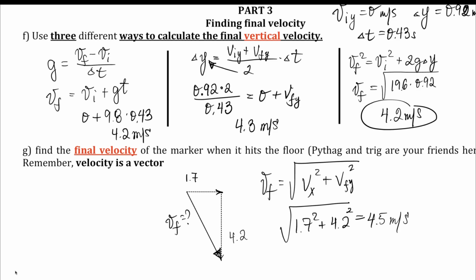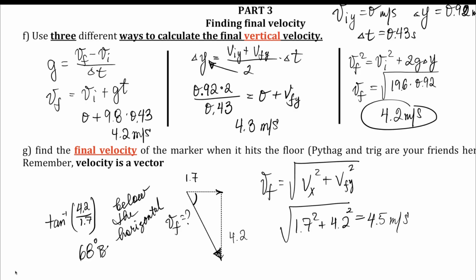And now I need to figure out the direction. The direction looks like we've been saying that it's south of east, but that's geographically. And this is just into the ground. So you can say below horizontal. Below the horizontal, and this will be 4.2 over 1.7 inverse tangent. Got 68 degrees. So 68 degrees below horizontal.